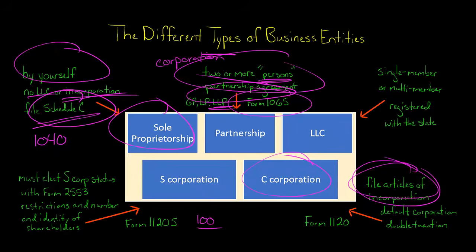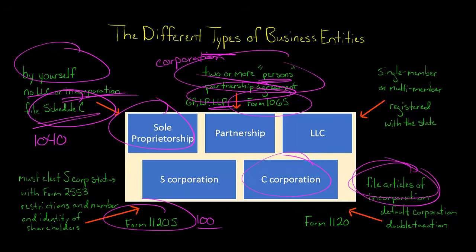For example, a C corporation cannot be a shareholder of an S corporation. So you have a lot of restrictions on an S corp. There are rules about who can become an S corp, and there are rules to remain an S corp. Okay, you can lose S corp status potentially if you violate the rules.